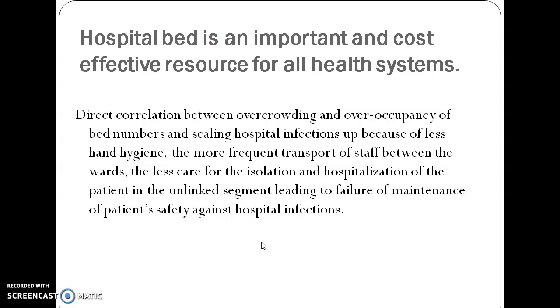Why? Because first of all, there will be less hand hygiene because the workload of the staff will get tremendously increased. There will be more frequent transport of the staff between the wards, and there will be less care of the isolation, and then the failure of maintenance of patient safety against hospital infection. So these are the things which tell that there is a direct correlation between overcrowding and over-occupancy of bed numbers.